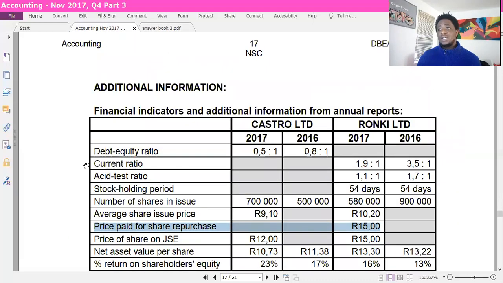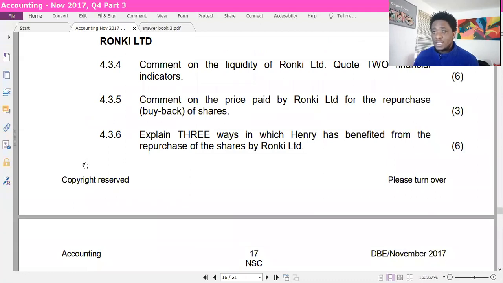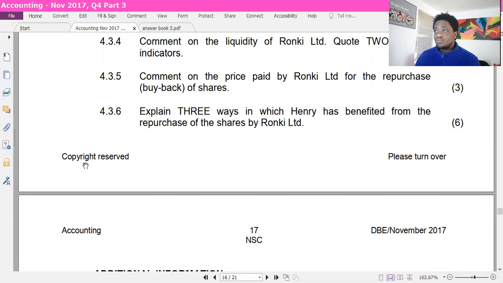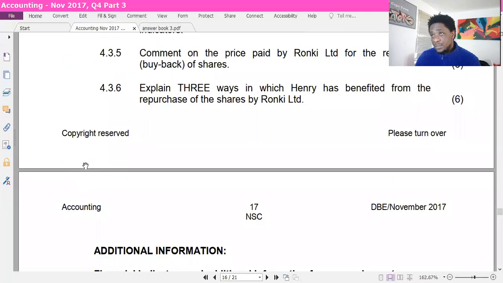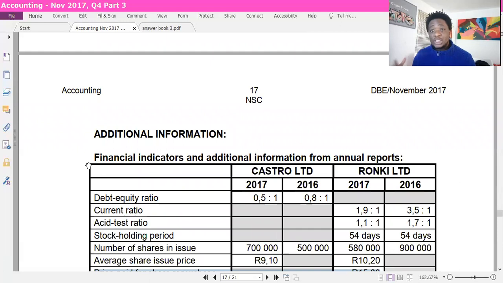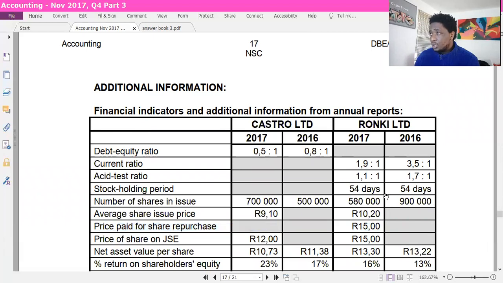And then lastly, with our last question here, 4.3.6, they say explain 3 ways in which Henry has benefited from the repurchases of the shares by Ronki Limited. All right, let's see if we can find some ratios in order to make our explanation more robust. So if you look at 2016, let's start with the number of shares issued. We know that Henry owns 300,000 shares, and he did not resell his shares when it was a buyback. So he owned 300,000 of the 900,000 shares.